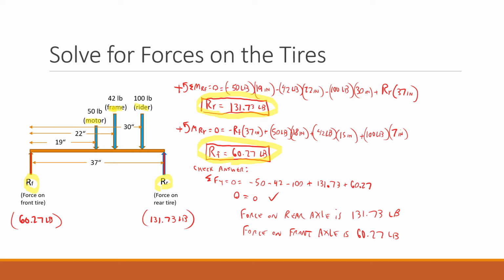Then to check, I sum forces in the y direction. Remember, this is in equilibrium. It's not moving up and down while it's sitting there. So the downward forces and the upward forces have to be equal. I sum the forces in the y direction, and they do equal 0. So the force on the rear axle is 131.73 pounds and the force on the front axle is 60.27 pounds. What we care about now is the rear axle because we're looking at the rear shocks.